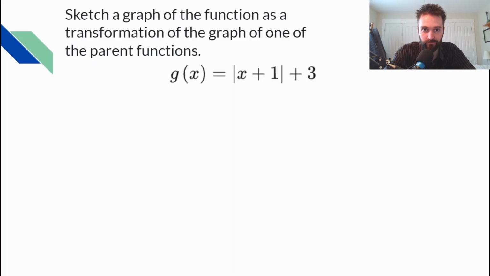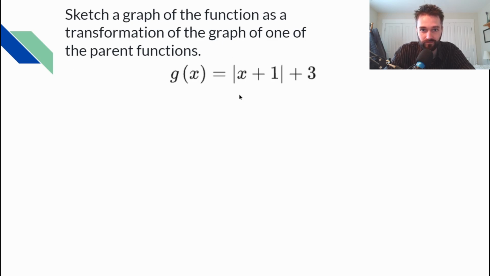Great. Moving on. Here we're asked to sketch a graph of the function as a transformation of the graph of one of the parent functions. If you need a reminder of what parent functions are, go check out my Introduction to Functions video. I'll include a link in the description.